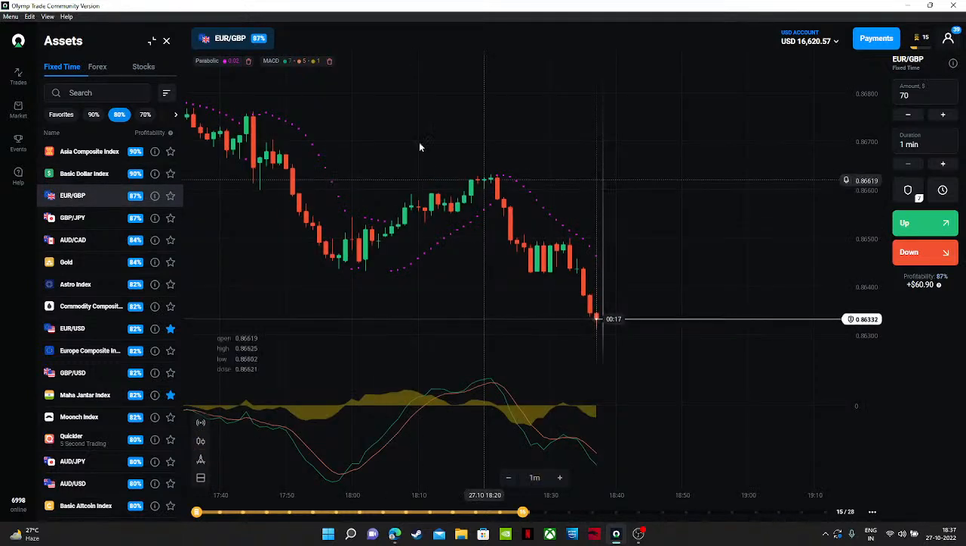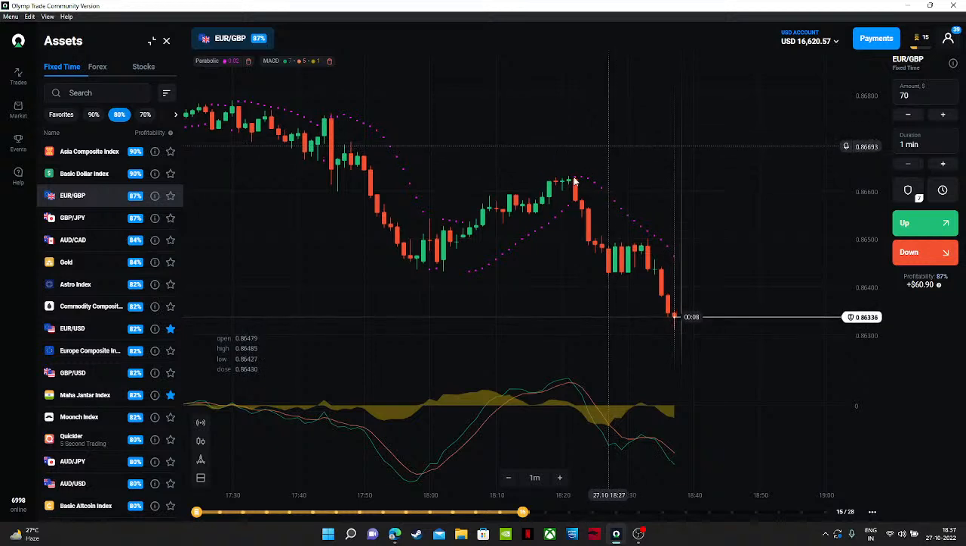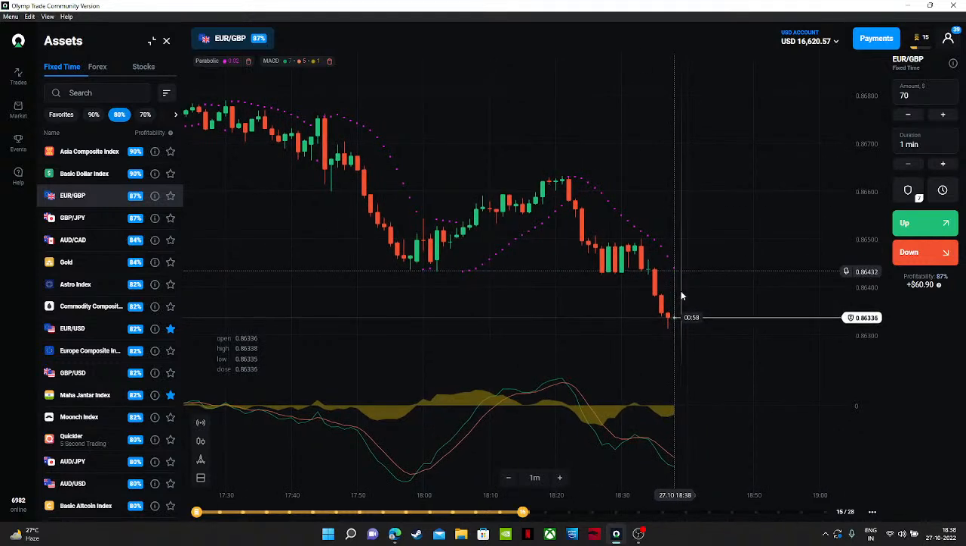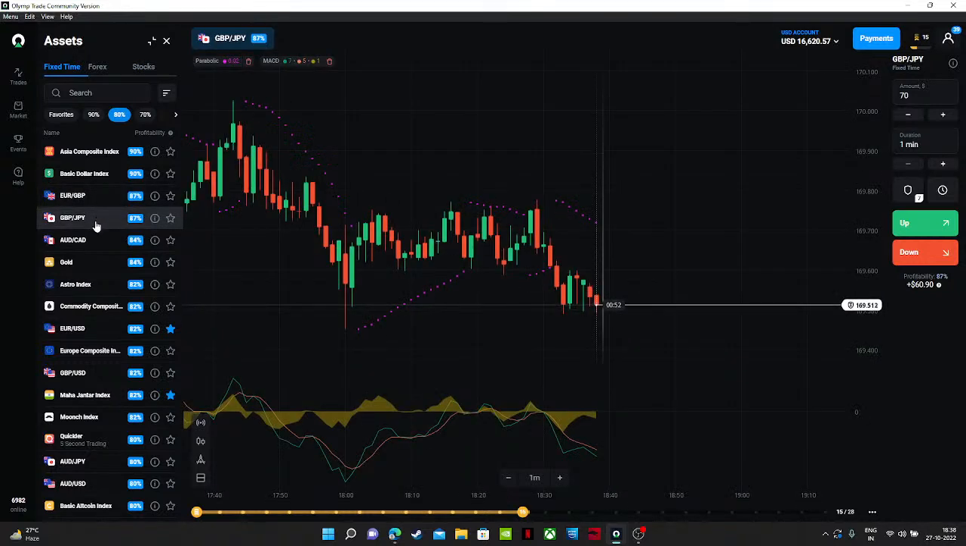Here also we can see that as soon as the parabolic shifted its position to the top of the candle, the MACD was also below the zero line. So at this point we could have entered into a downside trade, right? So we already missed this entry. Let us try to find another entry.